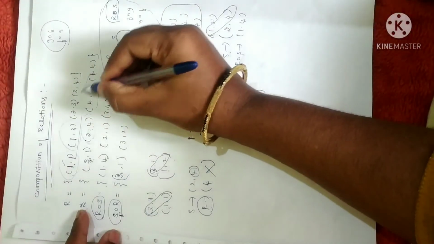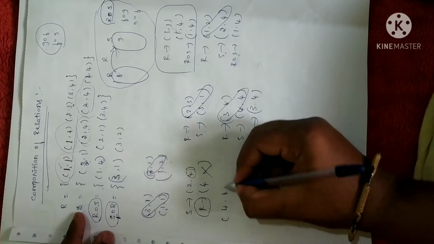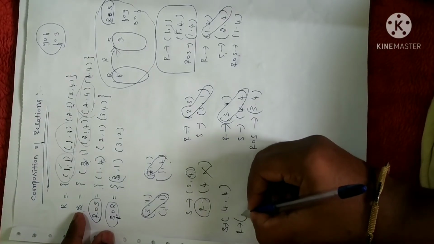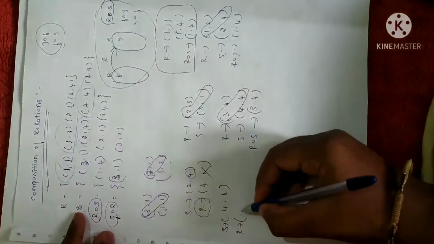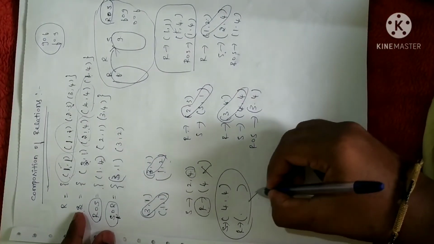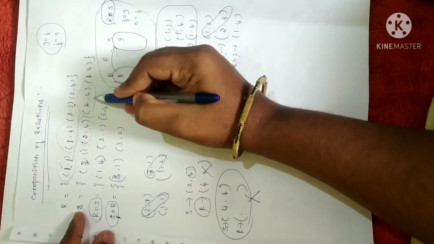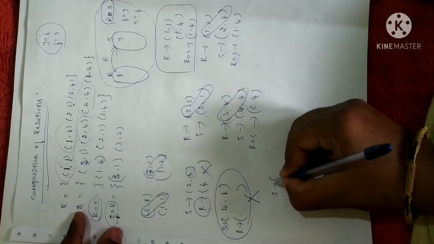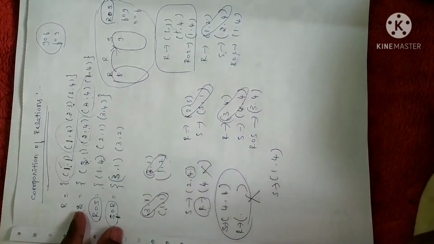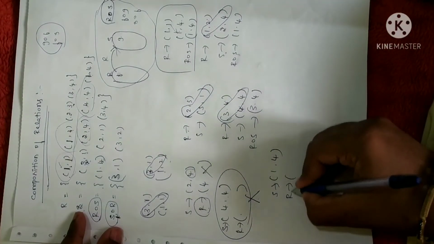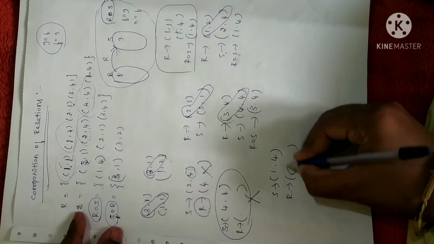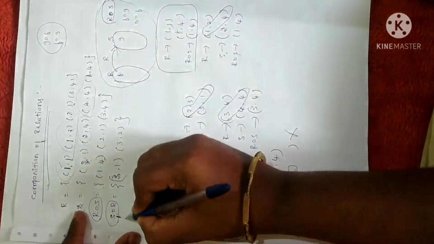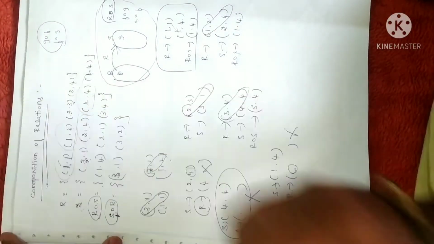Fine. Similarly, take the third element in S. It is 4, 4. Do we have any element in R which starts with 4? We don't. So we cannot have any element in the composition for the third element in S. Now, take the last element in S, which is 1, 4. Now, check the relation R in which the starting element is 4. Do we have one? We don't. The only elements in S o R are 3, 1 and 3, 2.